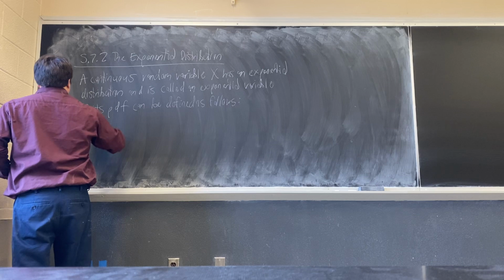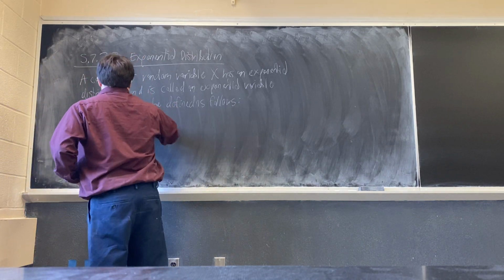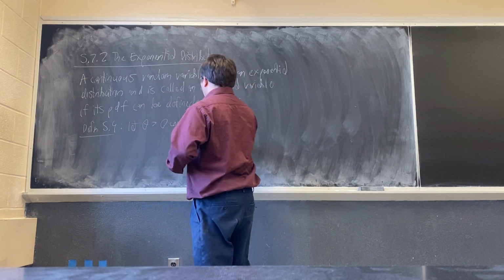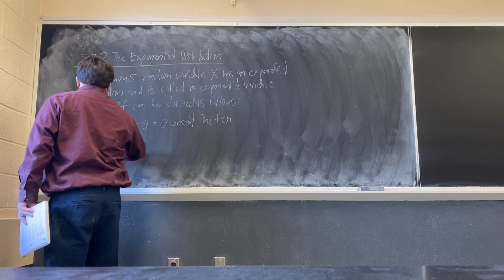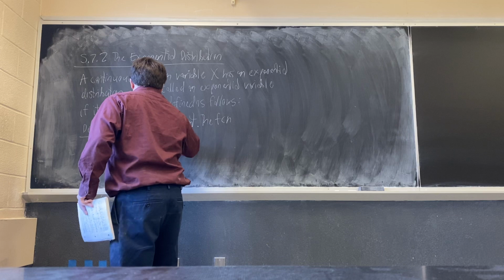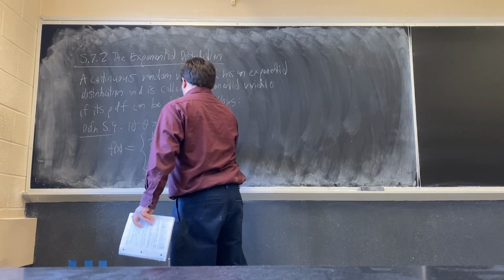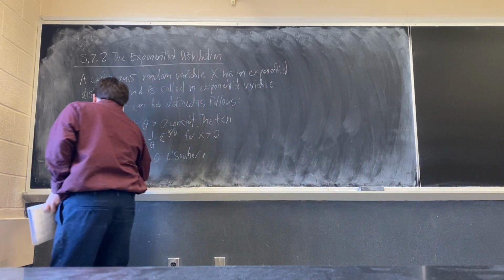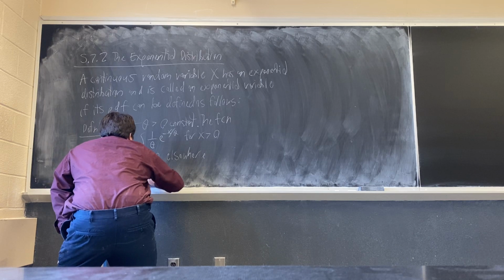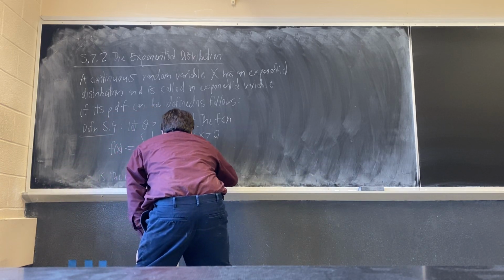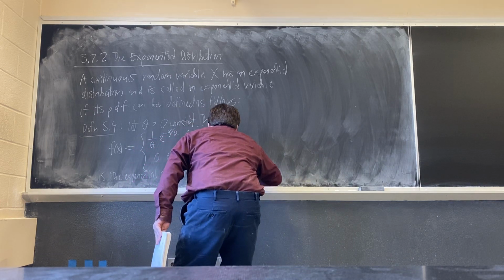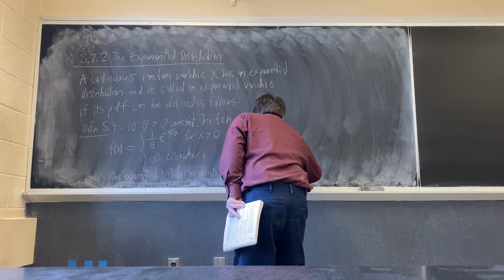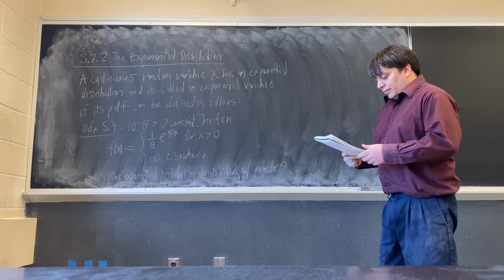Okay, so definition 5.4. If we let theta be greater than 0, and it's a constant, the function little f of x is equal to 1 over theta e to the negative x over theta for x positive and 0 elsewhere. That function is the exponential probability density function with parameter theta.